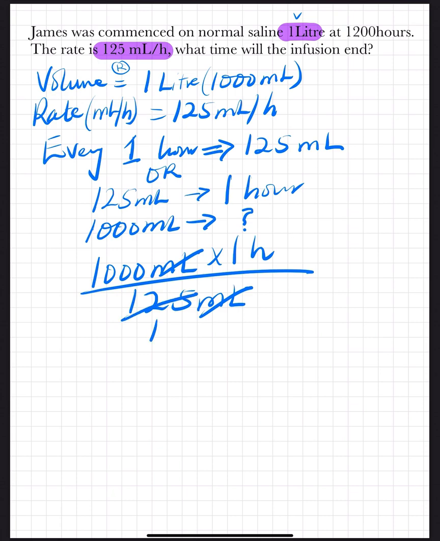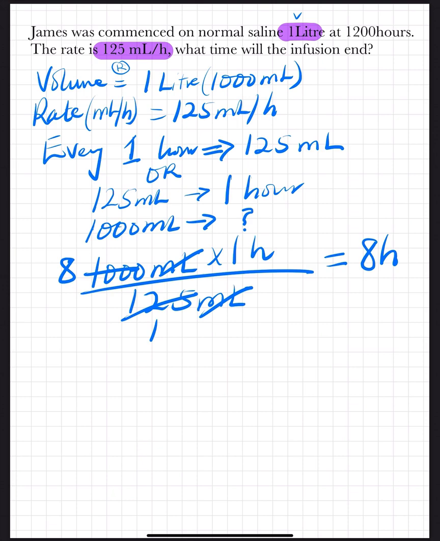Divide by 125 is a 1. Divide by 125 is a 8. And now what you're left with is 8 times 1. And this should give your answer as 8 hours. At this point, we know the 1 liter or 1,000 milliliters will take 8 hours to finish.